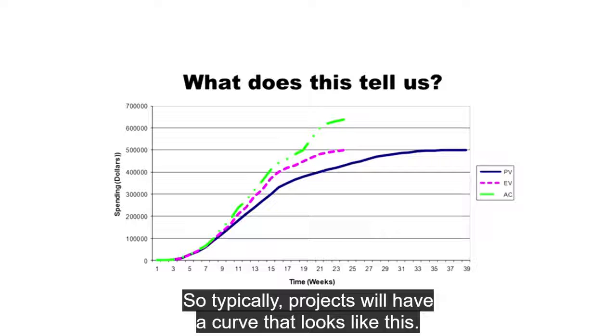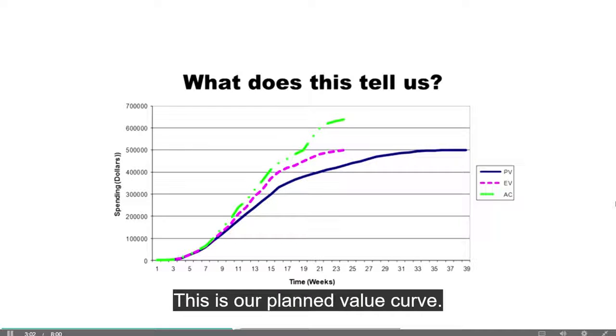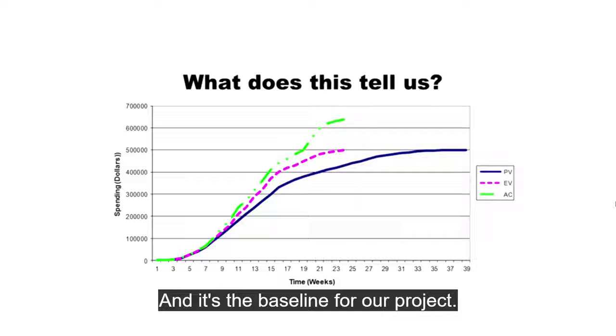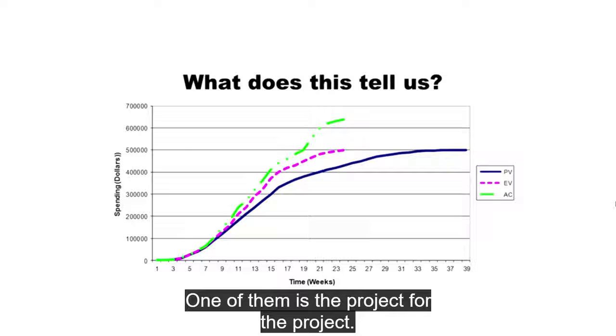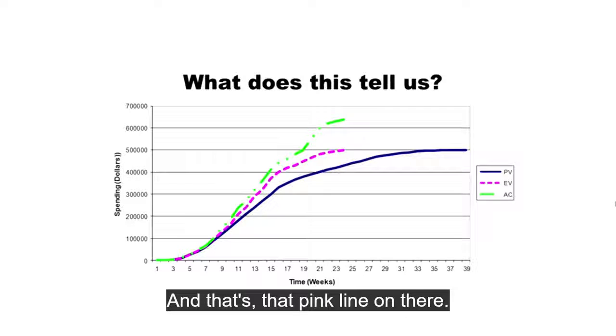So typically, projects will have a curve that looks like this. And this is called our plan. This is our planned value curve, and it's the baseline for our project. There are two other curves on here that we're going to look at. One of them is the projection for the project, and that's that pink line on there.